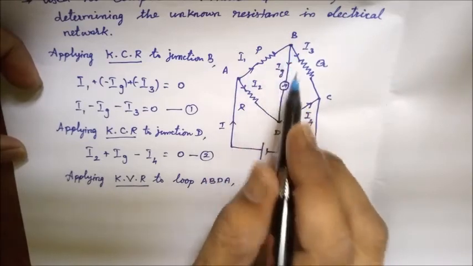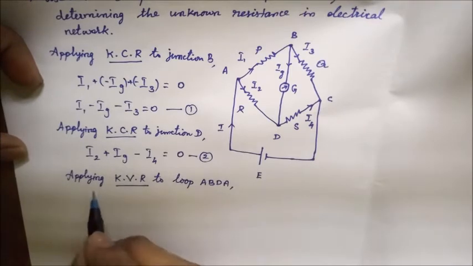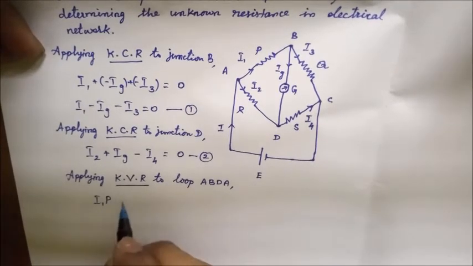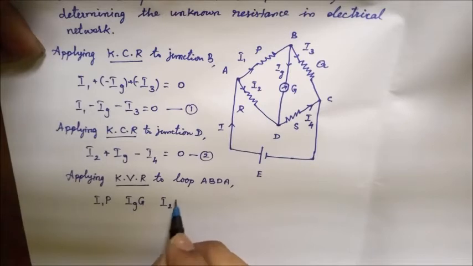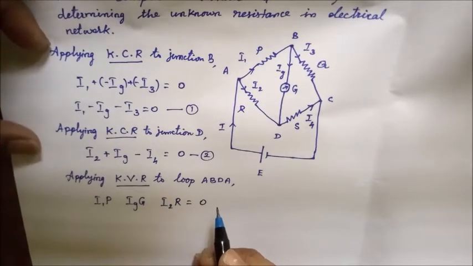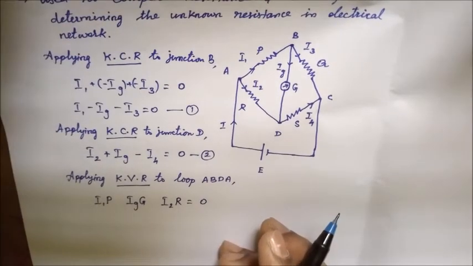So in this loop there won't be any EMF involved, so here we have to write I1 P, then Ig G, then I2 R, which is equal to 0, because there won't be any EMF involved. Now we have to use the sign convention.